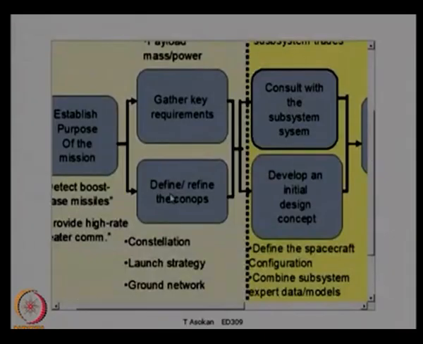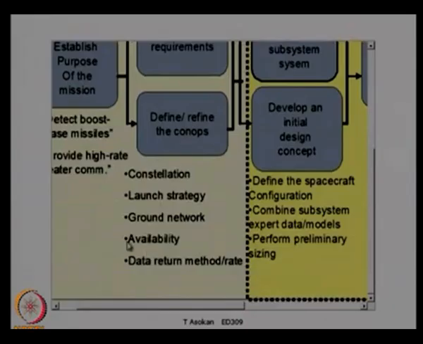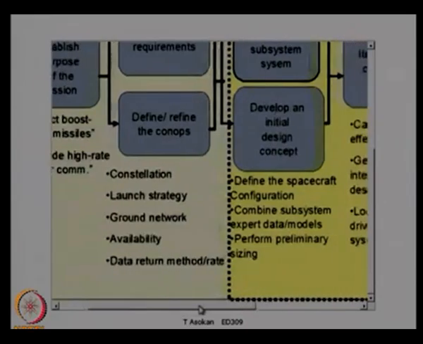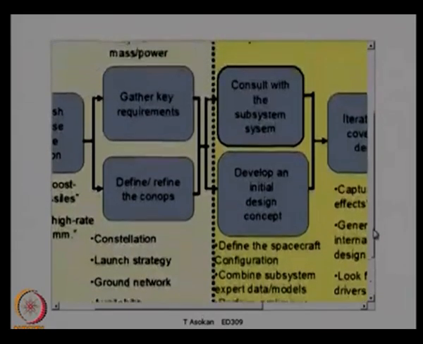operation will be defined, where actually what will be the constellation of this particular system, what is the launch strategy, what are the ground networks needed for this one, what is the availability of different systems, and what is the method of data return, or what is the data rate needed for this. So these are the things done in the initial stage.